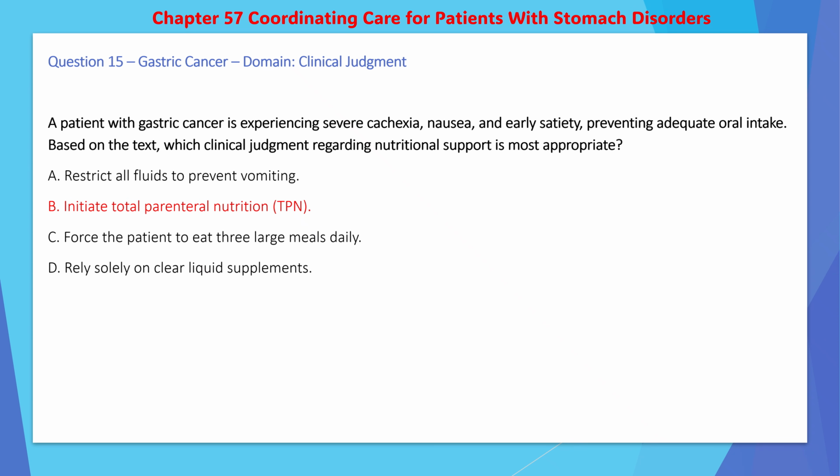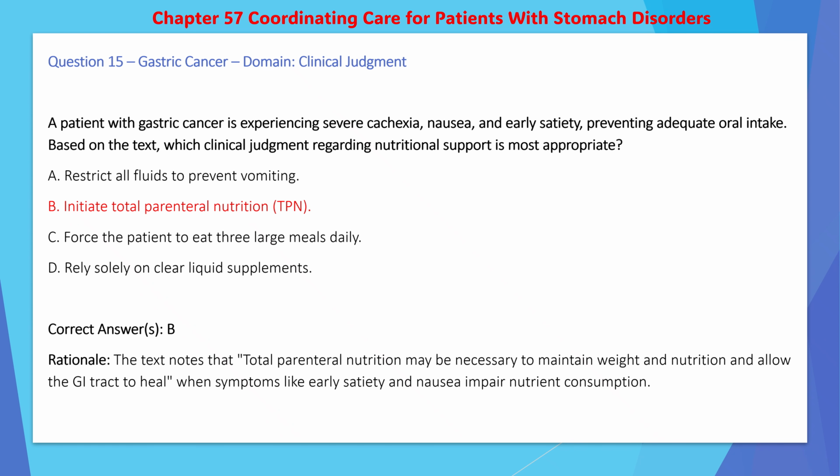Correct answer: initiate the total parenteral nutrition, the TPN. Because total parenteral nutrition may be necessary to maintain weight and nutrition and allow the GI tract to heal, when symptoms like early satiety and nausea impair nutrition consumption.